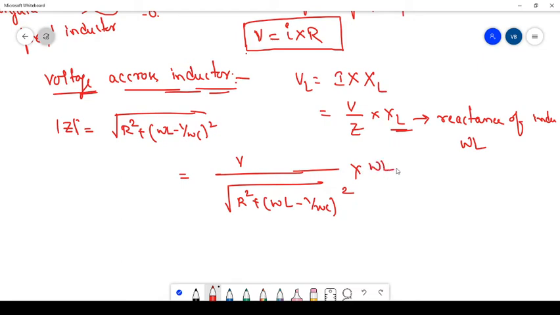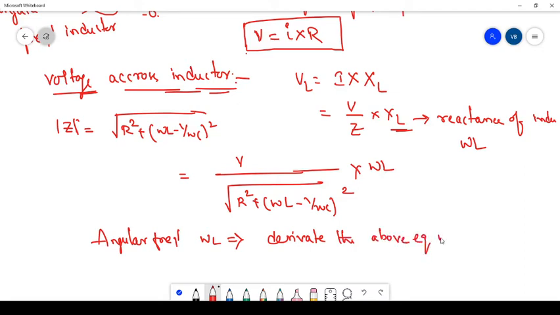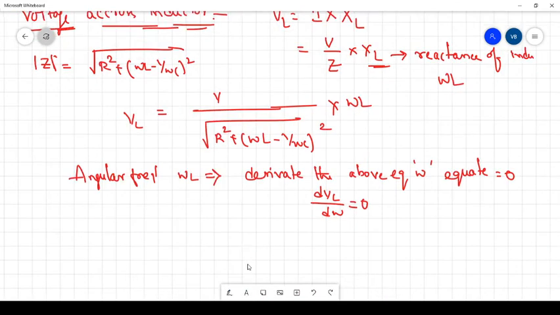Okay, so now in order to calculate the angular frequency of the inductor, that is omega L, just differentiate the above equation with respect to omega and equate it to 0. This is VL, right? So we are going to calculate dVL by d omega equals 0.